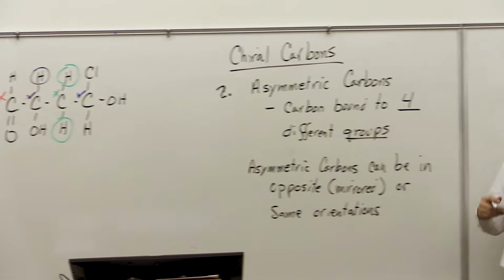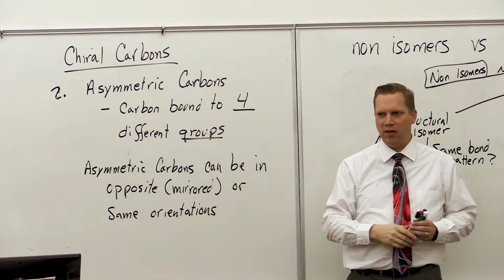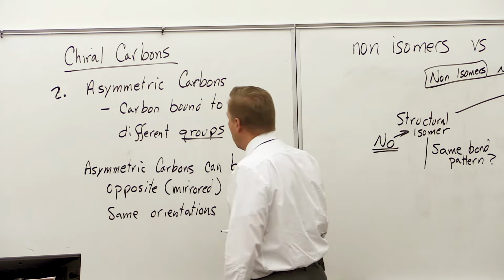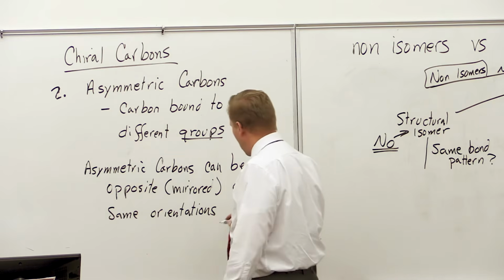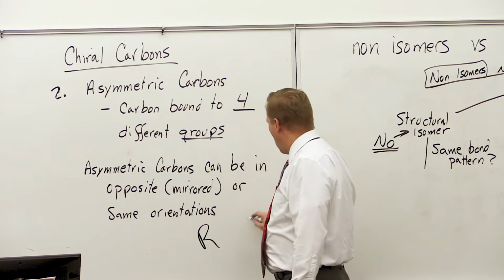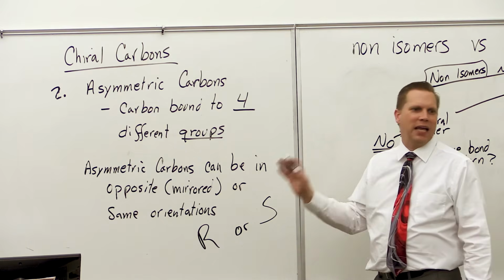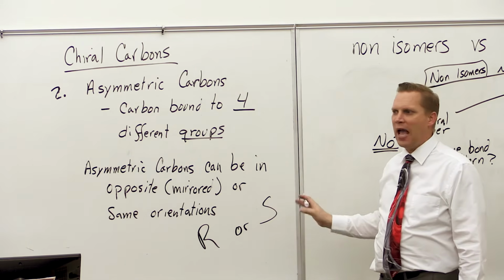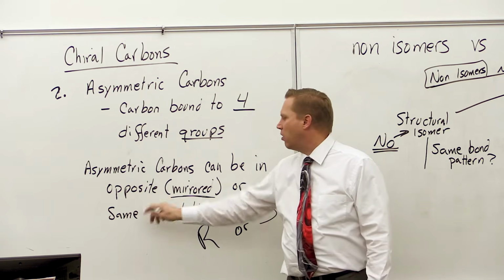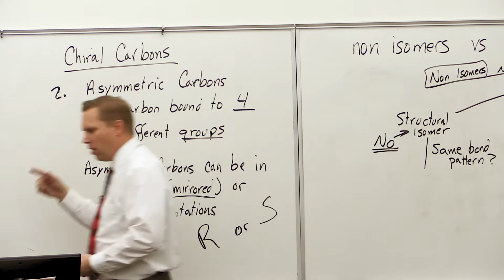Remember before with geometric isomers, we said that it could be in a cis orientation, or it could be in a trans orientation. Later on, when you take the organic chemistry class, you will learn that asymmetric carbons can be in what's called an R orientation, or they can be in an S orientation. We're actually not going to get into how you differentiate R and S in this class, but we will be able to tell whether it's in the same orientation or the mirrored orientation, and I'll show you how to do that on the board in just a second.